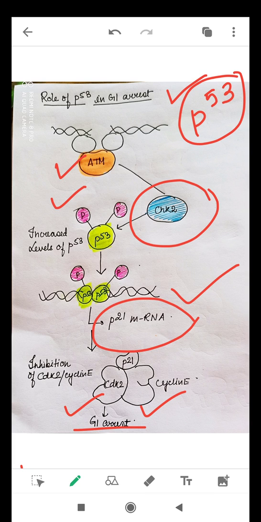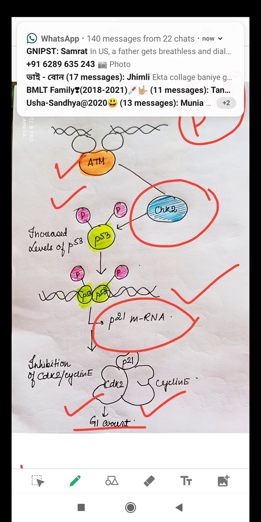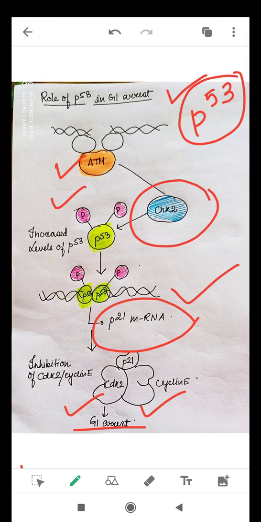Again I repeat, P53 is a tumor suppressor gene. Once there is a break or damage of DNA, ATM is activated, and that will activate CHK2, which will further phosphorylate your P53. So more and more P53 will get activated, activating your P21. And as this P21 is activated, it binds with CDK2 and cyclin E together to form a complex, and that will bring about your G1 arrest.